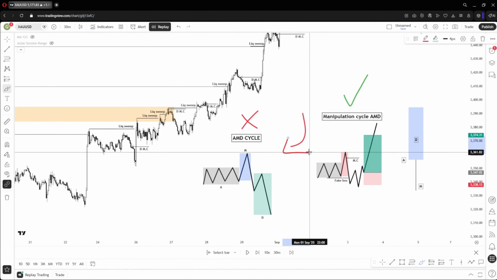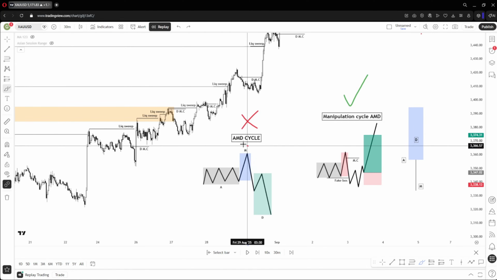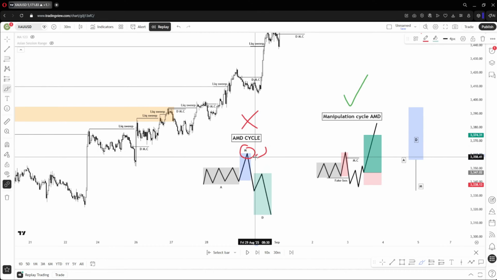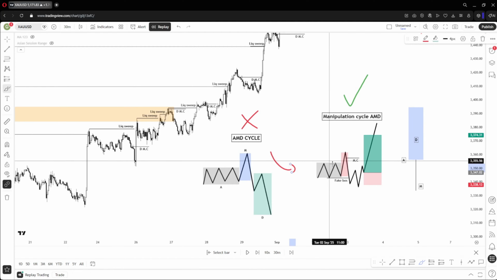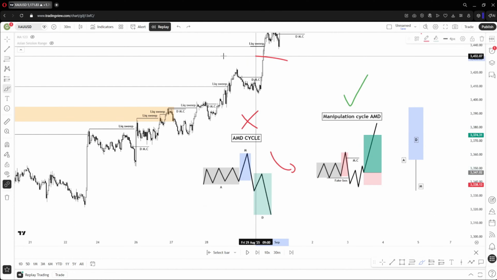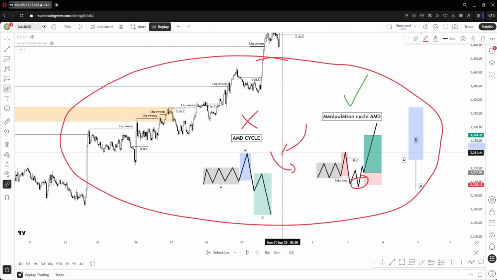Everyone understands the basic AMD cycle, also called accumulation, manipulation, and distribution. But most people don't actually understand how to catch the real manipulation, and then they end up catching a bunch of stop losses because they don't understand this advanced manipulated AMD cycle. So in this one, I'll be going over everything: how to catch the real manipulation, how to avoid getting stopped out, and how to actually take advantage of this fake manipulation. So let's get right into it.